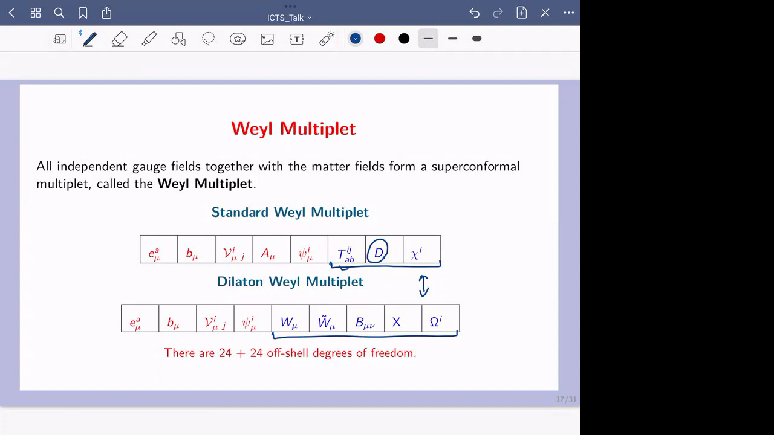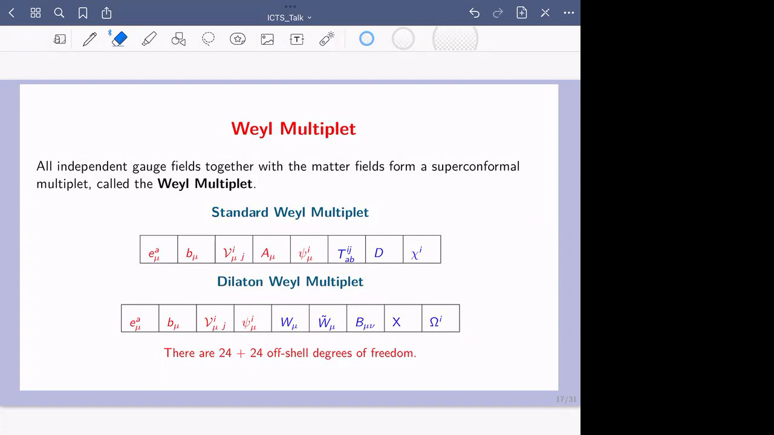Can I make a comment? Yes. So actually, you can obtain a dilaton Weyl multiplet from the standard Weyl multiplet. There is a relation which can express the auxiliary fields of the standard Weyl multiplet in terms of the fields of the dilaton Weyl multiplet. But the inverse relation is not true. Because all these fields in the standard Weyl multiplet are actually auxiliary fields, which means they don't have any degrees of freedom. But that's not true for the fields in the dilaton Weyl multiplet.